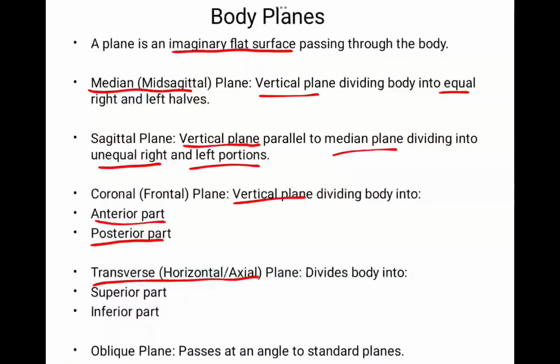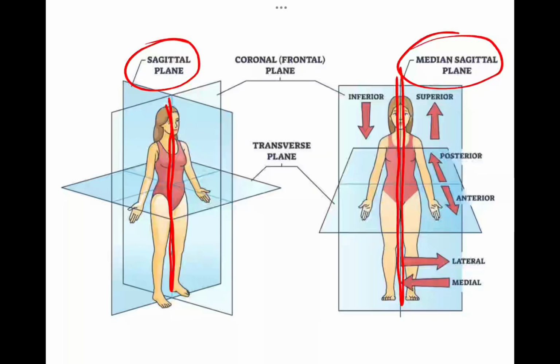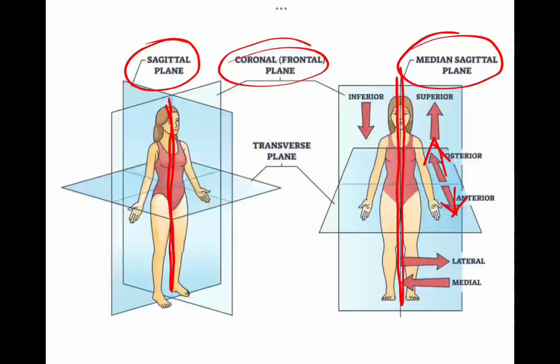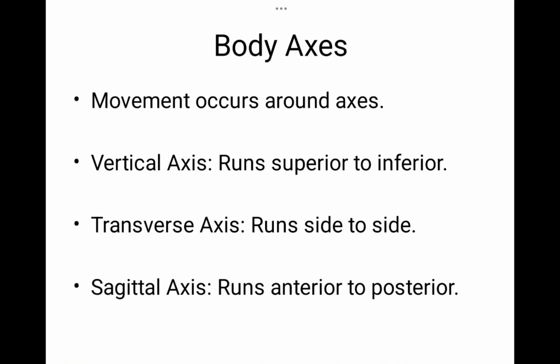While the coronal plane, like we said, divides the body into anterior and posterior parts. That is the function of the coronal plane. You have a transverse plane that divides the body into a superior part and an inferior part. Now there's an oblique plane which passes at an angle to standard planes. It's not in this image, but it's diagonally placed, oblique, passing through standard planes.